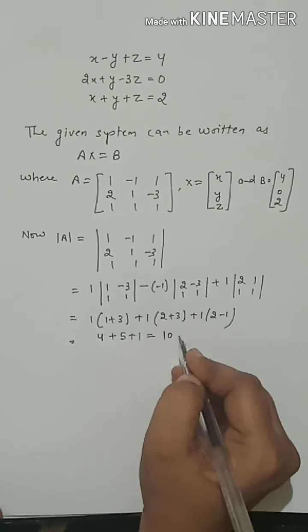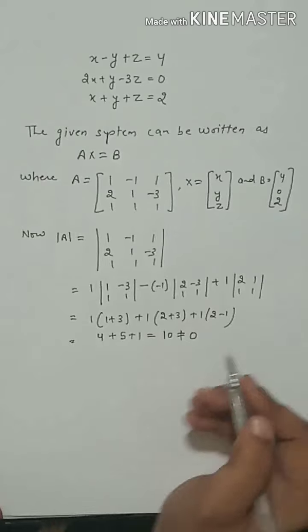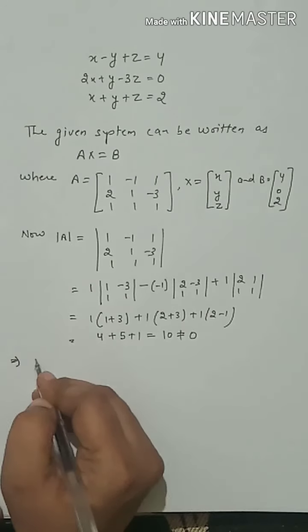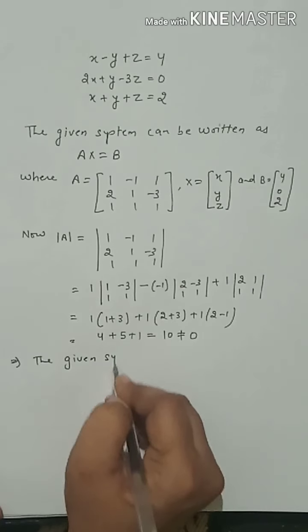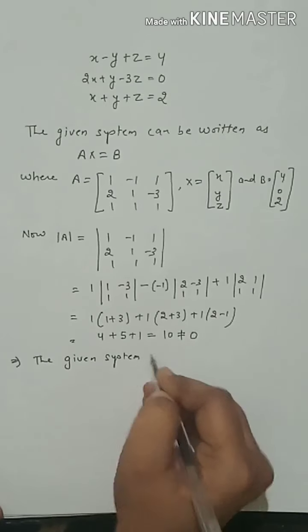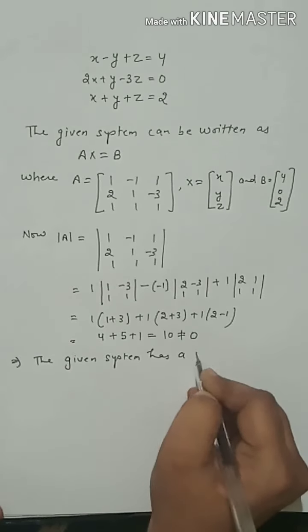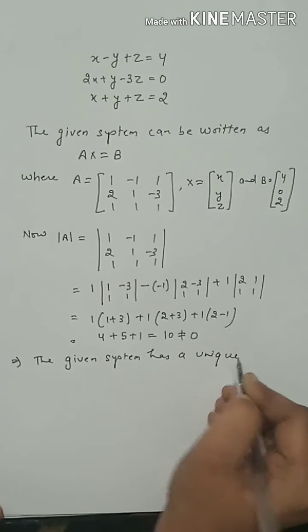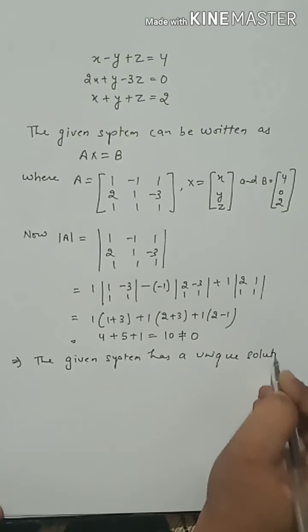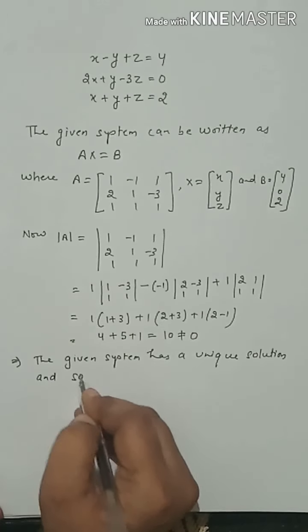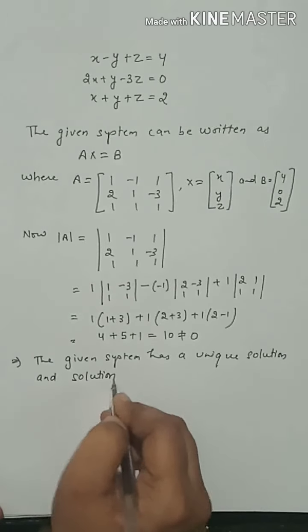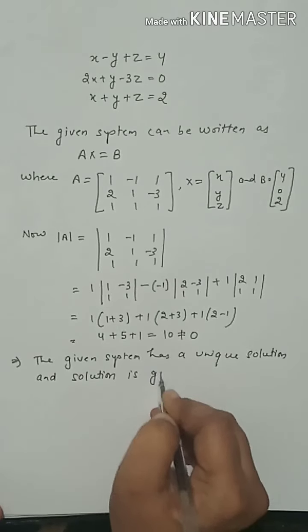which is non-zero. Since the value of the determinant is non-zero, we say the given system has a unique solution, and the solution is given by X = A inverse B.